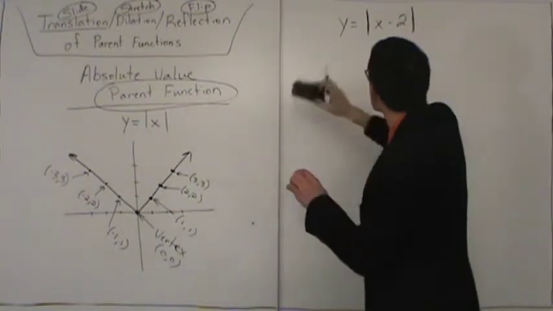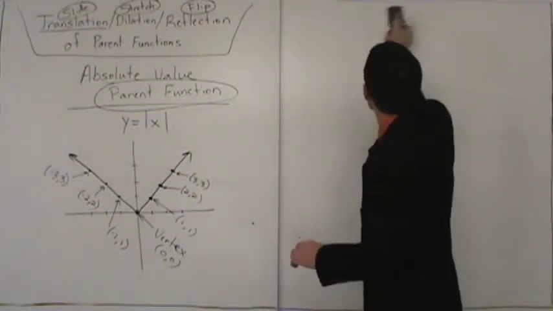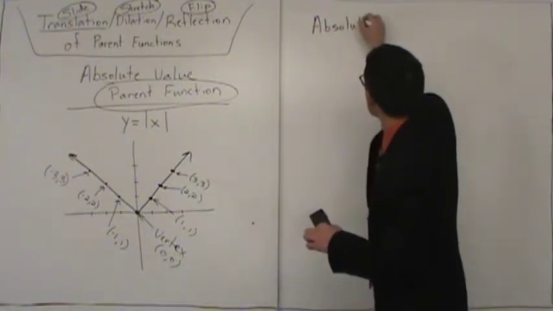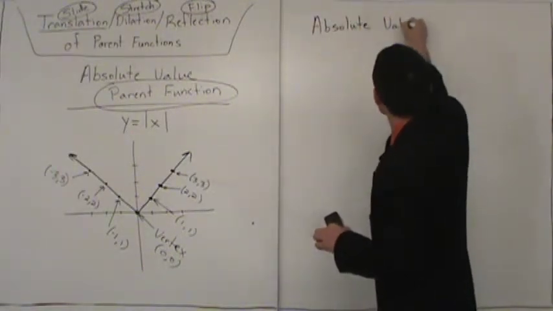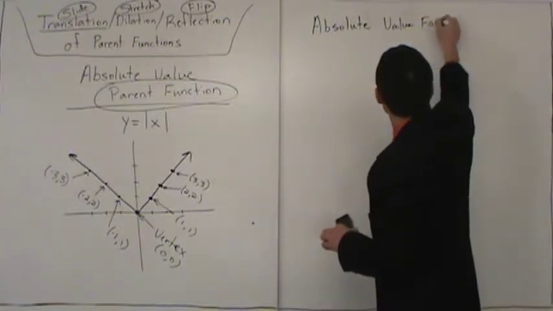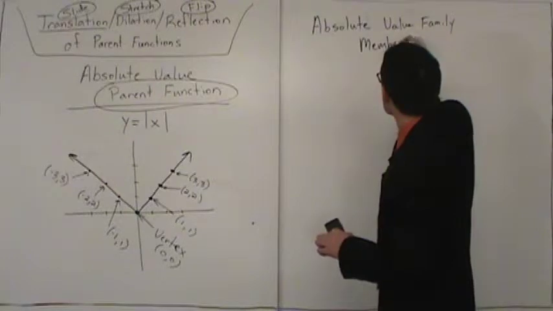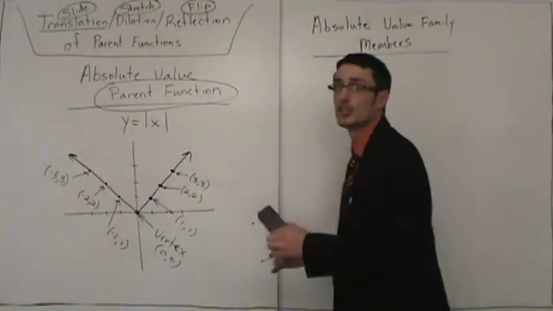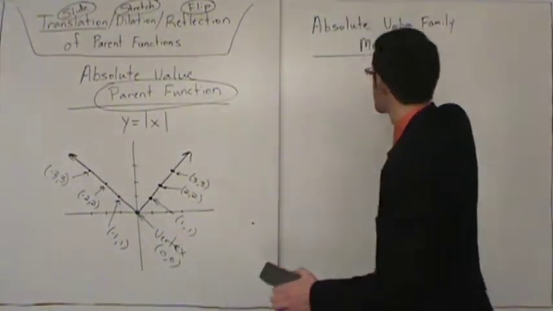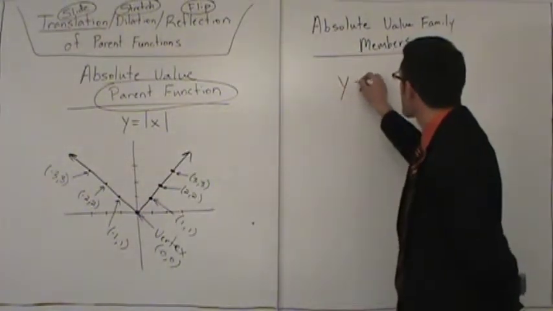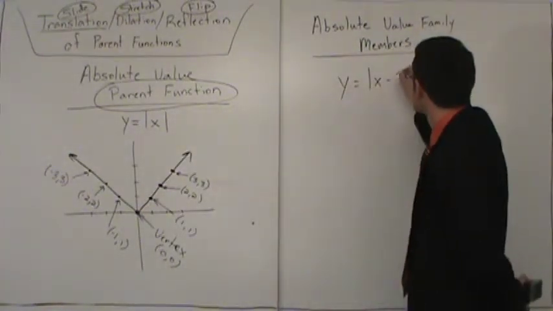So I'm just going to write here at the top: we are dealing with absolute value family. You can think of these as family members. Okay, and the family members all resemble one another. They look alike. So all the members of this family are going to look like the parent. So again, y equals the absolute value of quantity x minus 2.